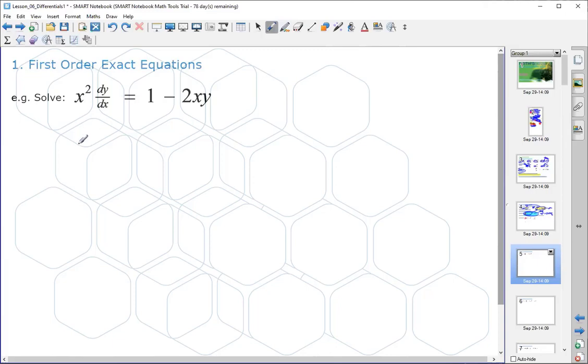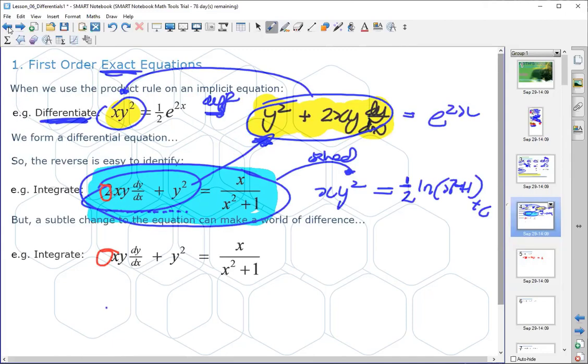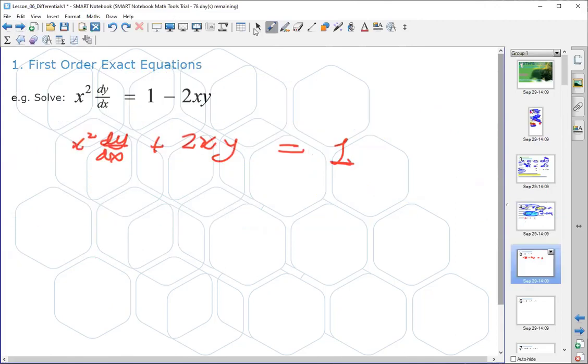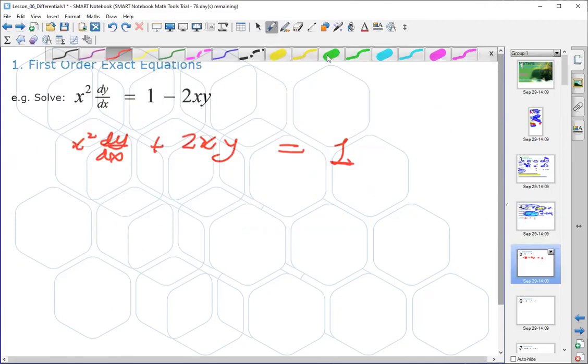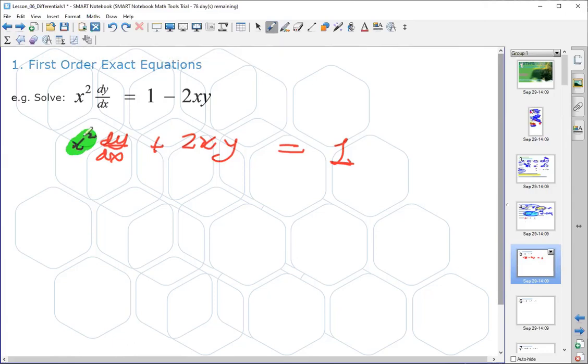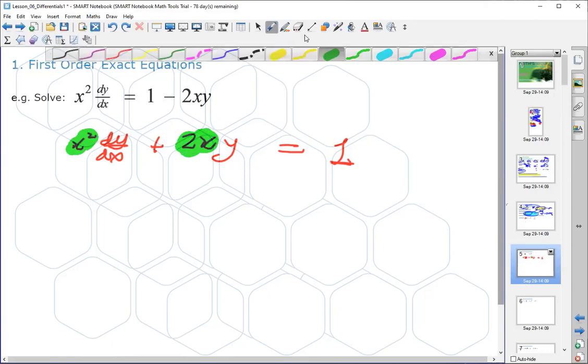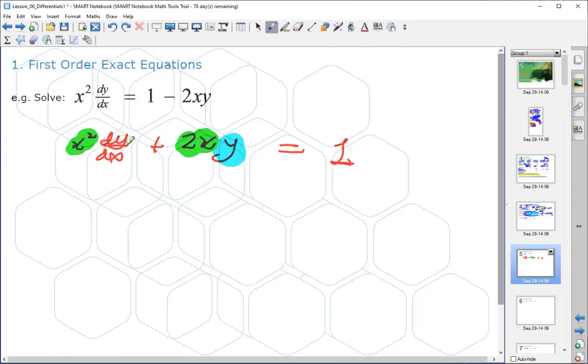Okay, so we're going to get x squared dy by dx plus 2xy equals 1. Now what we're going to do is ask ourselves, could this be an exact differential equation? Could it be like this one here, where we can easily integrate it? The way we're going to do that is look at these factors: this factor and this factor, and this factor and this factor.